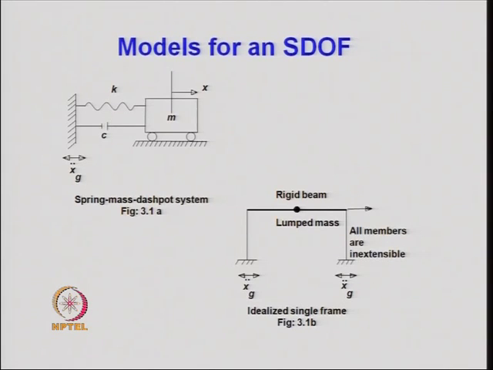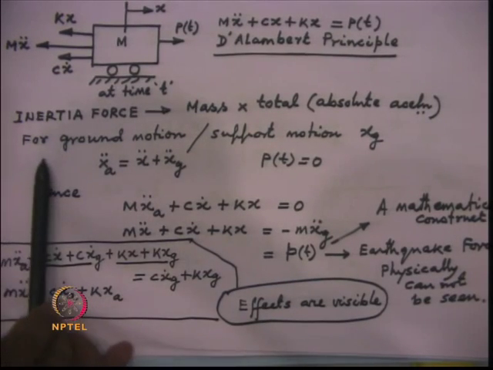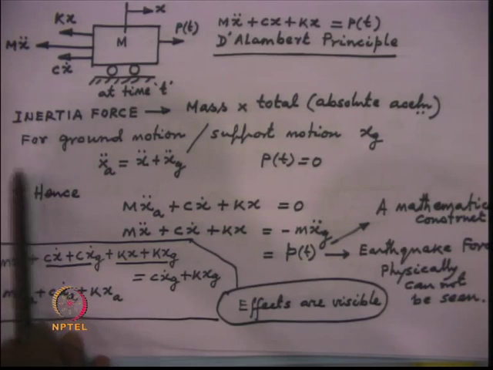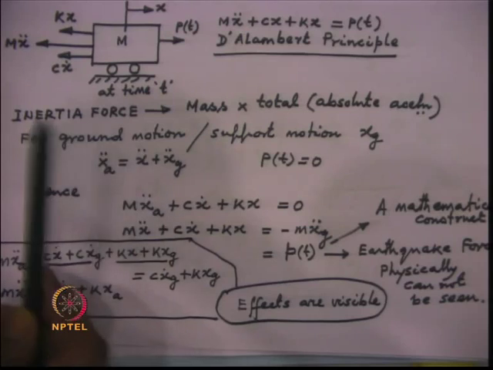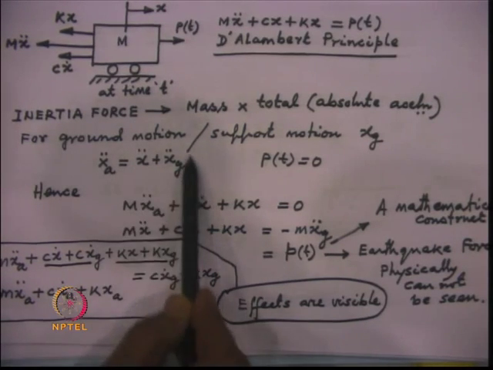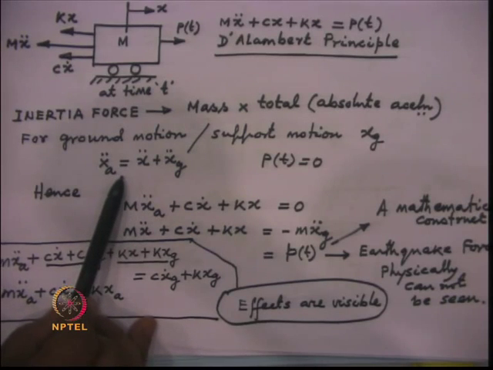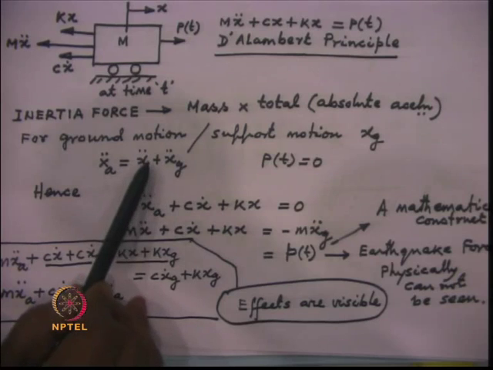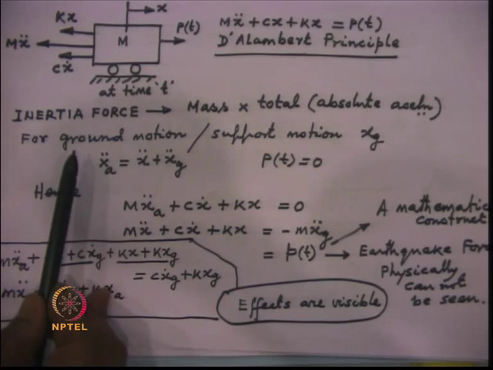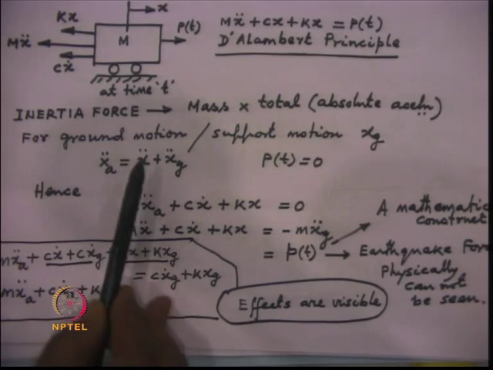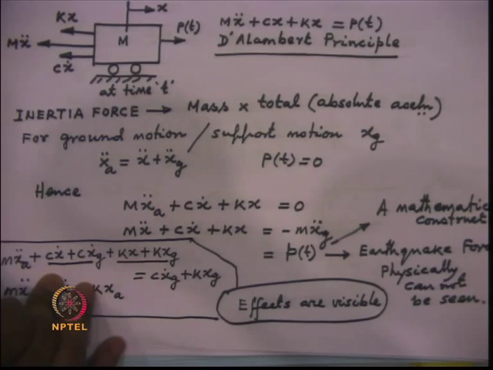For writing down the equation of motion, we make a slight change. The change is that the mass now undergoes a total acceleration, total displacement and total velocity. The definitions of the total displacement, total velocity and total acceleration are obvious from this equation. We can write the total acceleration, or the absolute acceleration, as x double dot plus x double dot g, where x double dot is the relative acceleration between the support and the mass. The x double dot g represents the acceleration of the support. If we add them together, we get the total acceleration. Similarly, one can get the total displacement and total velocity of the system.